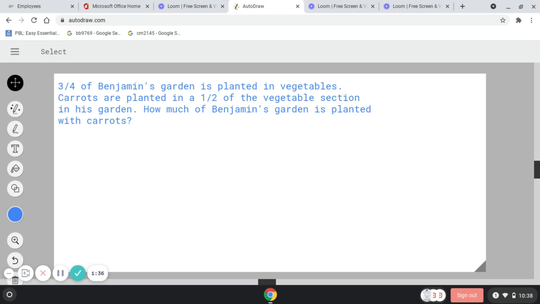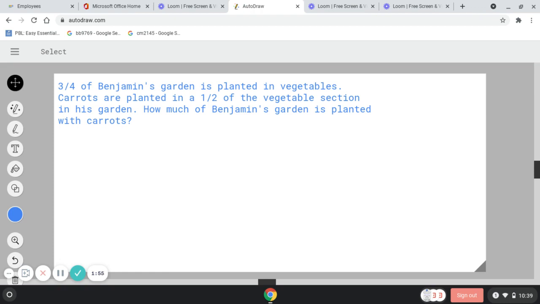So let's move on to the second read. This is going to be our choral read. So after we finish reading it the second time, we are going to start thinking about the quantities, the amounts that are represented in this problem. So let's get ready to read together. Ready?